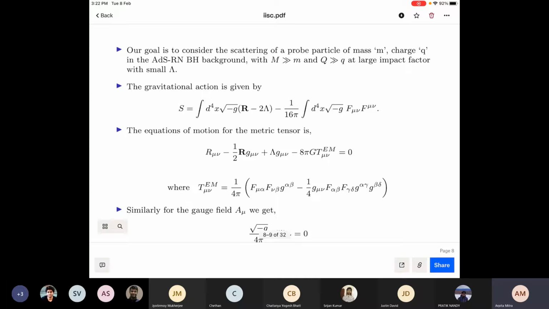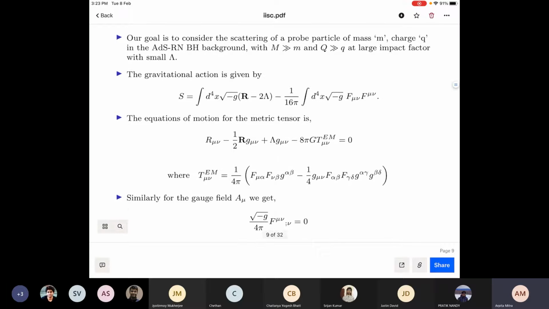So our probe particle has a mass small m and charge small q. The black hole background has black hole mass capital M, which is much larger than the probe mass, and the black hole charge is capital Q, which is also much larger than the small q. And we have considered a large impact factor, and we consider the cosmological constant is very small. So our calculations will be valid in linear order of the cosmological constant.